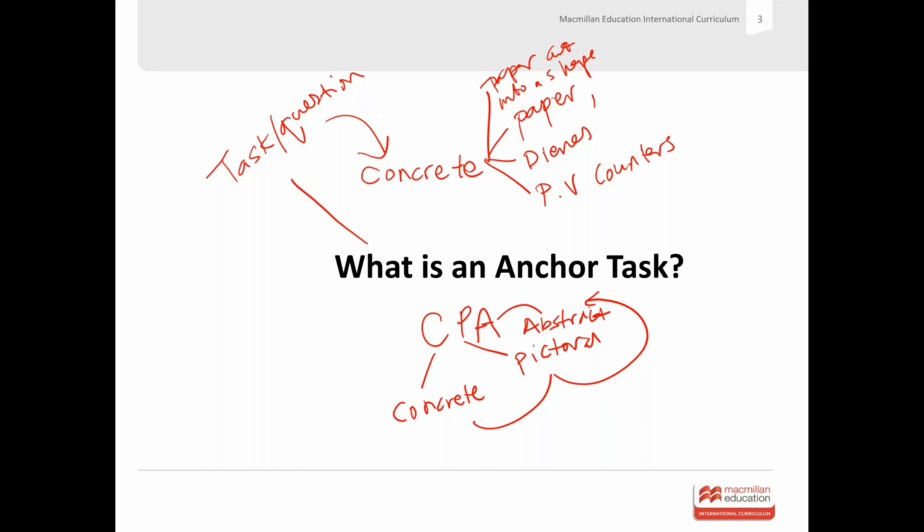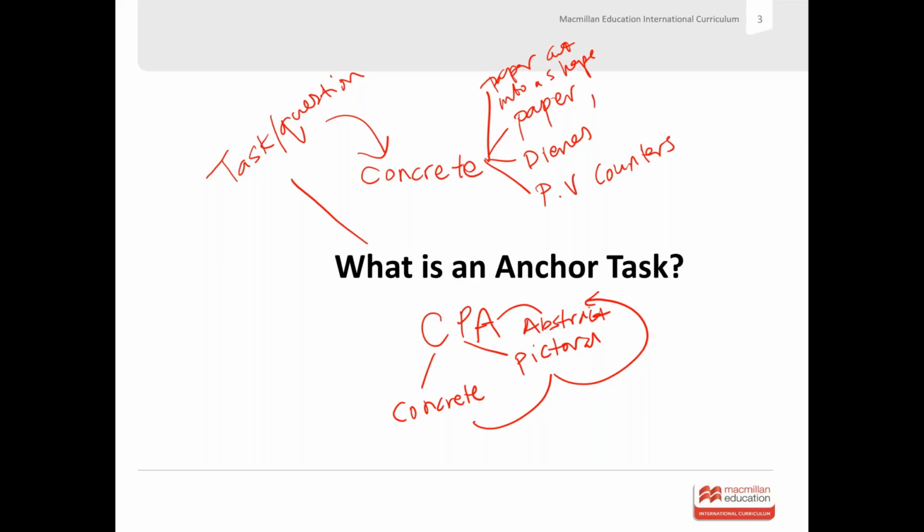Instead of us just telling them, this is how you do something, instead of just showing them how to do it, we want our children to be able to see the maths so that they can explain themselves to you. So things to think about when you're giving an anchor task and concrete materials is, how do I support my children that are struggling?